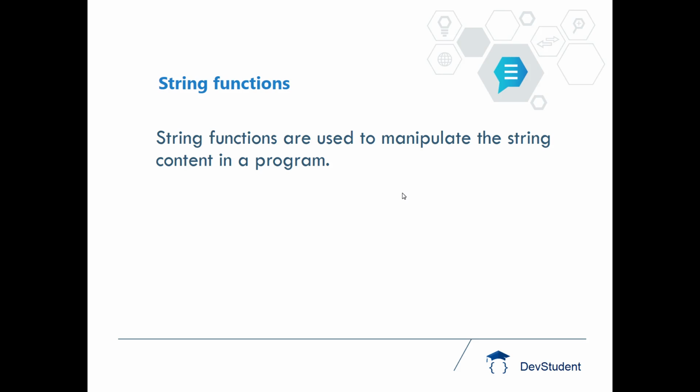String functions are used to manipulate the string content in a program. When we are writing a C#.NET program, if you want to use some text, we are going to place it in strings. Strings contain text, which is a combination of different characters, and if you want to manipulate them, you can use string functions.